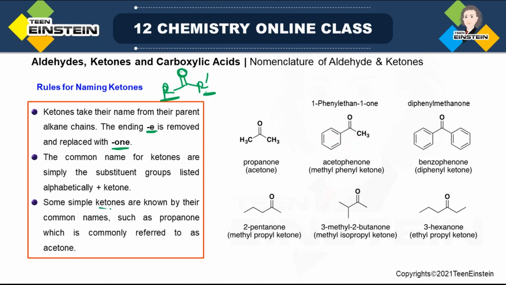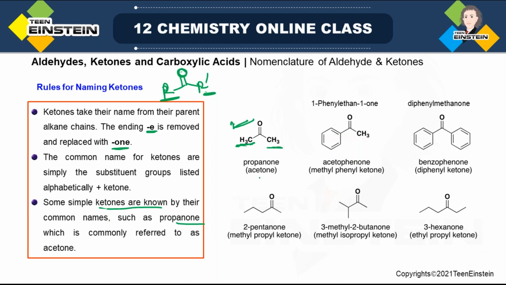Here you can see the third point, simple ketones are known by their common names. So the first, that is the simplest ketone possible. What is the simplest ketone possible? It is obviously this one. Because both sides you have to place at least one carbon. You cannot place H. When you are placing H, it is no longer ketone, it is aldehyde. So you have to place one carbon. So this is the simplest ketone possible.